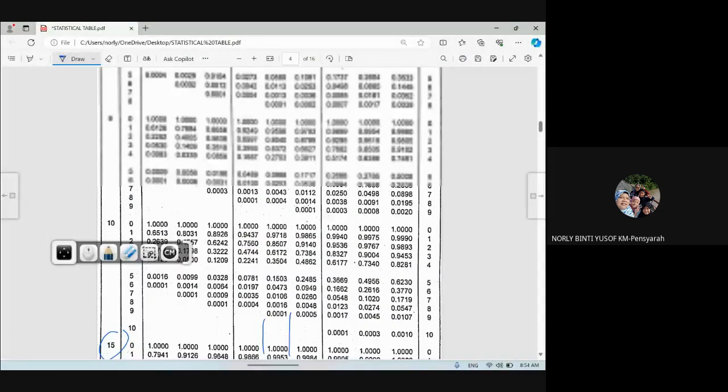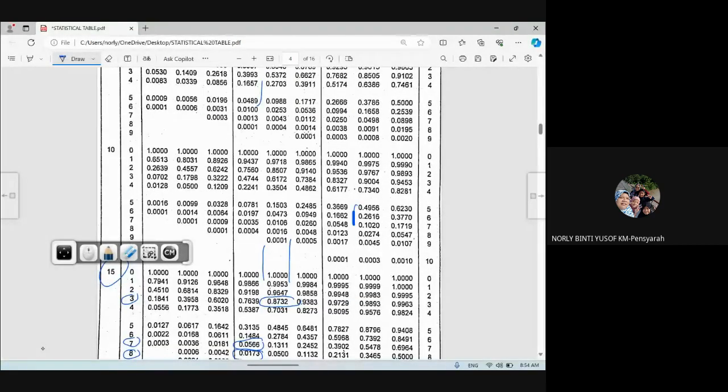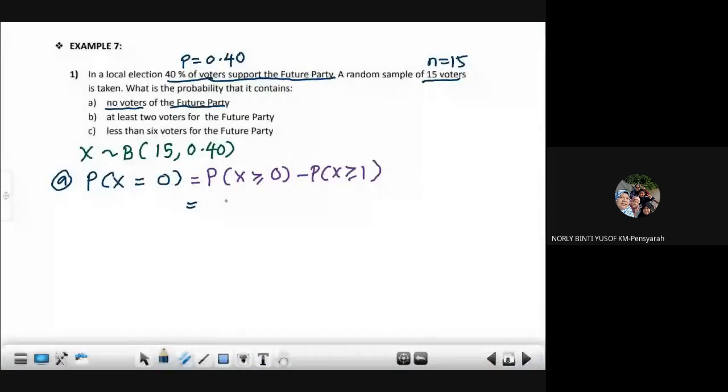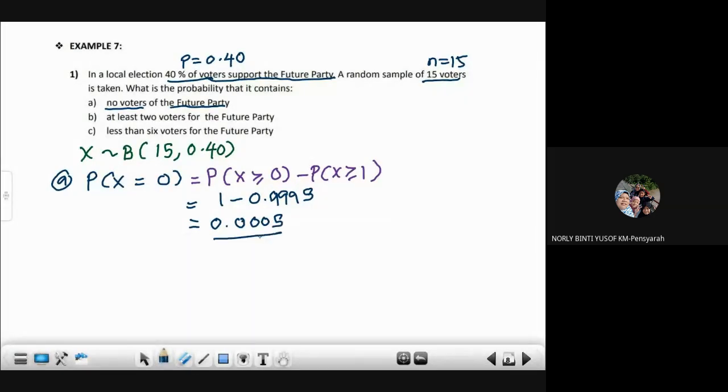So kita akan dapat kat sini, kalau greater or equals to 1, greater or equals to 0, untuk 15, 0.4. So 15, 0.4, ni lah. Okay, 15 masih kat sini. So untuk 0, 1 lah sebab total probability kan untuk setiap nombor discrete 0. So 1, lepas tu 1 adalah 0.9995. So baca table, tolakkan. So 1 tolak 0.9995. So akan dapatlah 0.0005. Kalau you tekan calculator, okay, so dapatlah nilai ni.